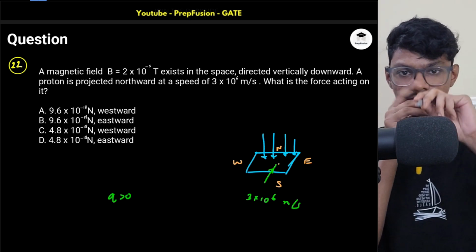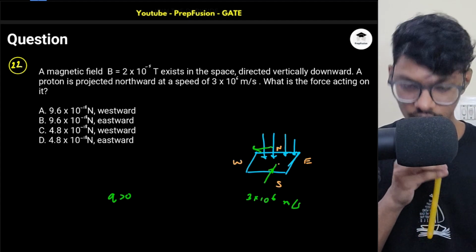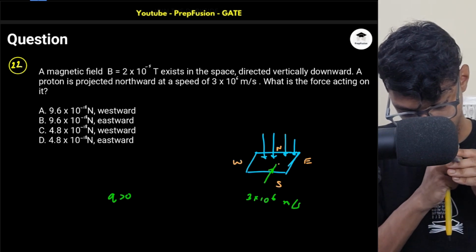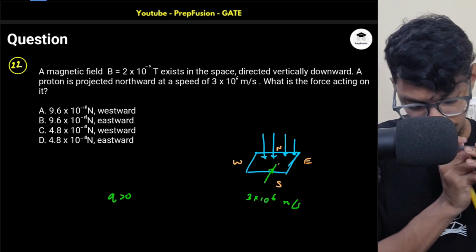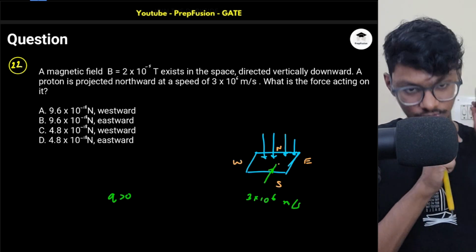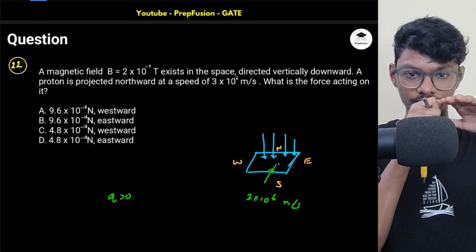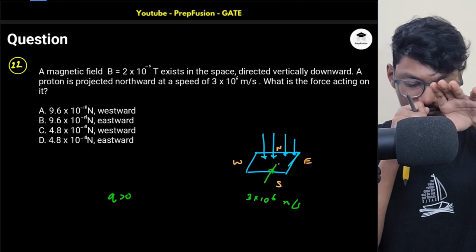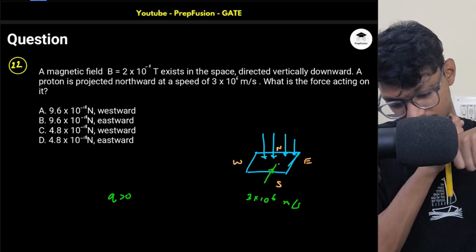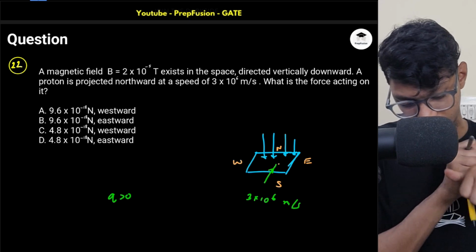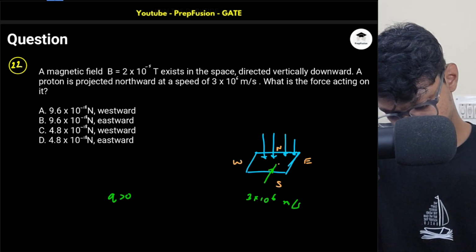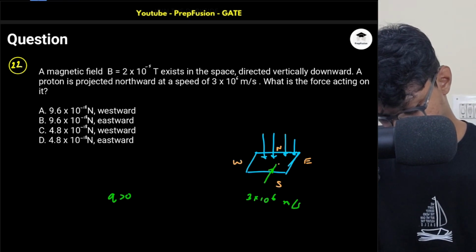This is the north direction, so this is on the left of the north. Left of the north is simply west. And this is a positive charge, so Q is greater than 0. V cross B is vertically downward, and the proton is projected northward. So the velocity vector is northward, and I'm curling my fingers from the velocity downwards. The magnetic field is vertically down, so it will be left. Left means it is westward. So it will be option A.